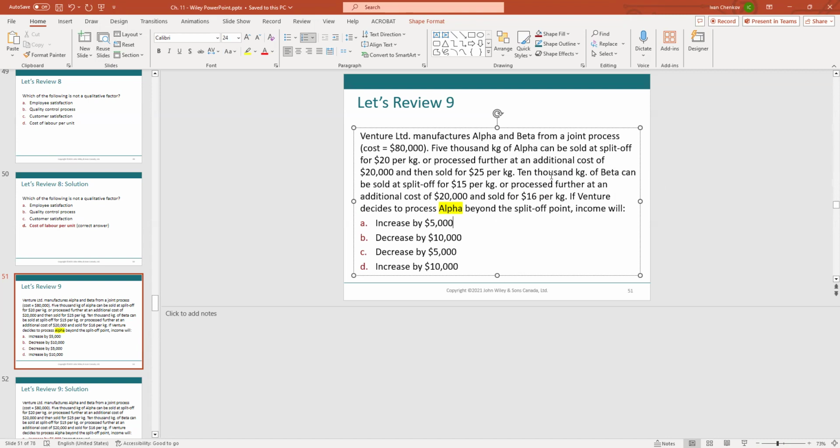Do you have to do any calculation about beta? No. So, all this sentence, I can easily delete it. It's not relevant for my question. I don't care about that information. So, where I'm focusing on the 5,000 kilograms of alpha. 5,000 kilogram can be split off for 20 or processed further for 25.